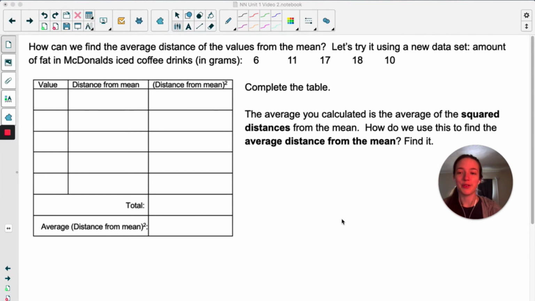What I'd like you to do is fill out this table using these values. So you'll put the values here. The first column that you have to fill out is the distance from the mean, so you'll also have to calculate the mean of these 5 numbers. Pause the video and fill out as much of the table as you can on your own.